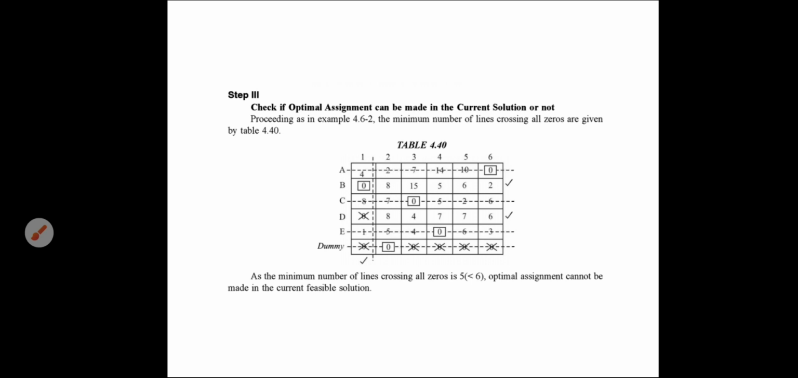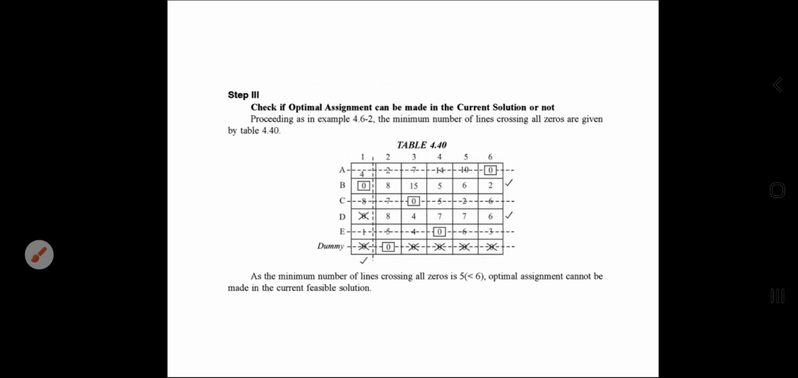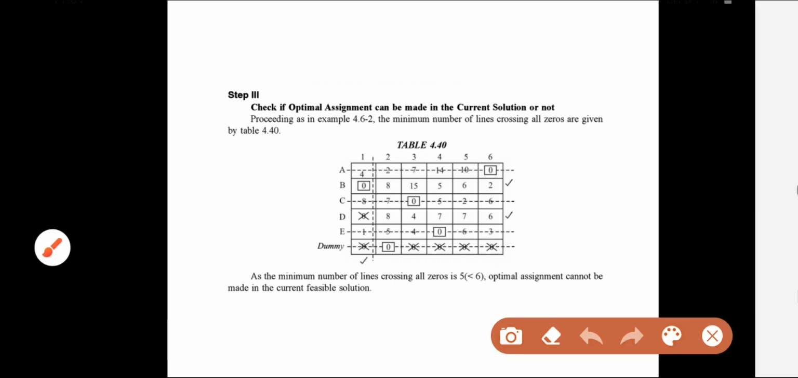Then what to do? The elements where the dotted lines do not pass, you can see the elements here, 8, 15, 5, 6 and 2. These are the elements. Similarly 8, 4, 7 and 6. So these are the elements where lines are not passing. So you find the minimum value out of these 10 elements. So what is the minimum value here? It is 2.